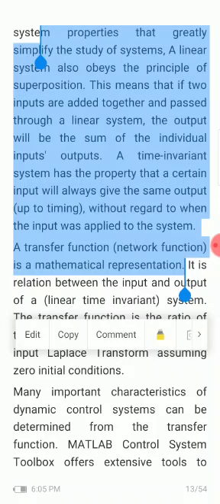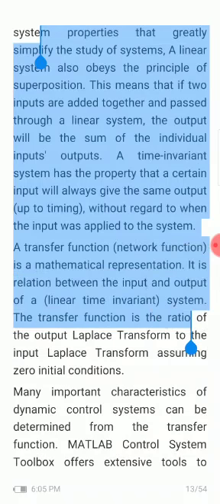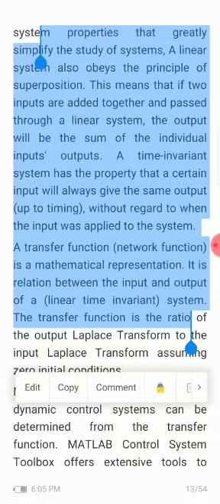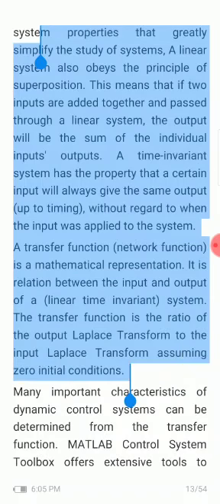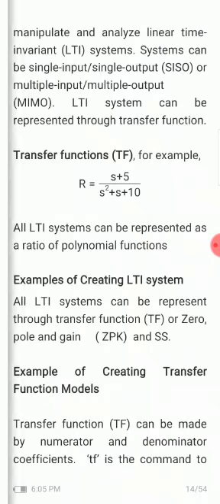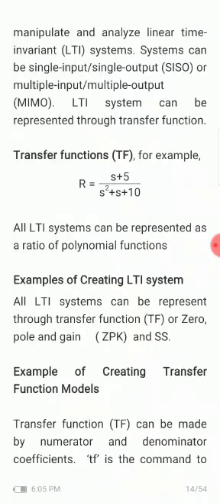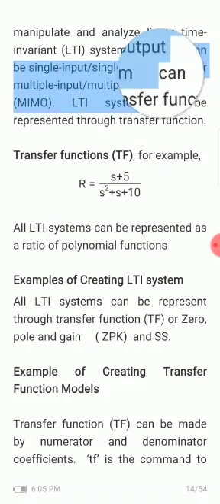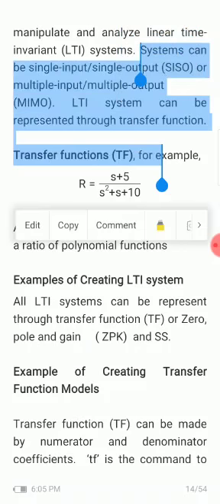A transfer function, or the network function, is a mathematical representation. It is the relation between the input and the output of the system. The transfer function is the ratio of the output to the input, assuming zero initial conditions. The systems can be single input single output, SISO, or multiple input multiple output, MIMO. So the linear time invariant system, that is LTI system, can be represented through the transfer function.